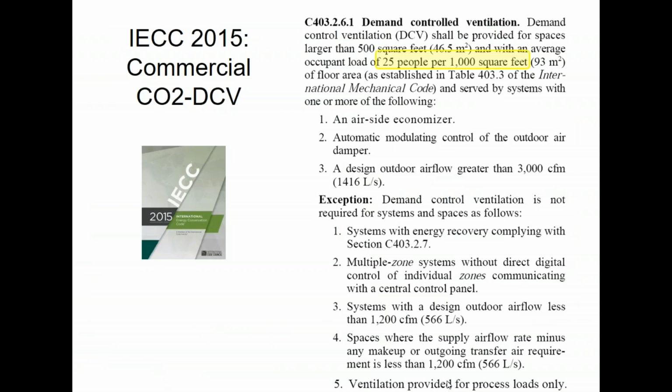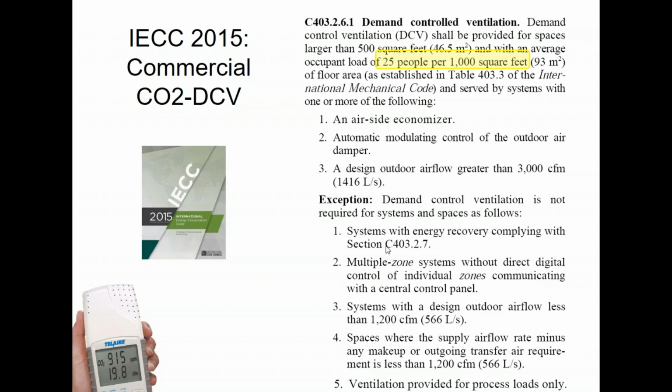For the 2015 code, if you have a space that has a density of 25 people per 1,000 square foot or greater, you're likely going to have to do it, right? Really small spaces don't, smaller than 500 square feet, but that's really small. It's like one dude's office, right? But if it's bigger than that and it has more than 25 people per 1,000 square foot, so think movie theater, auditorium, gymnasium, those kind of things, you're probably going to have to do it.